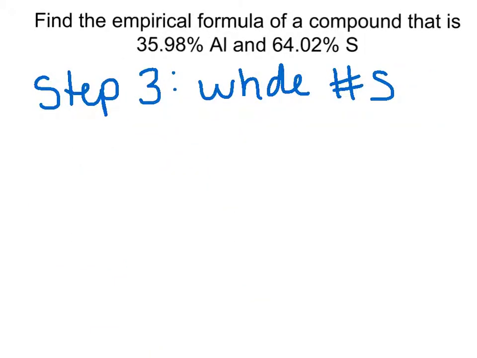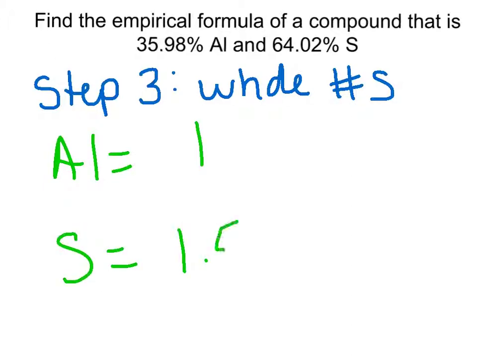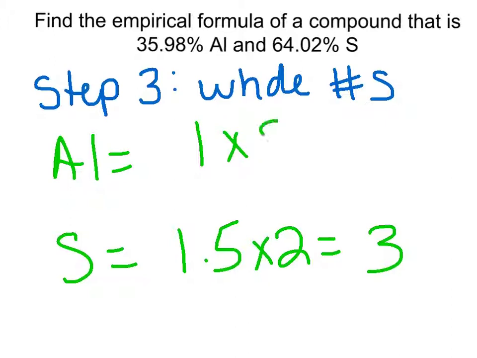The next thing we're going to do is look at those numbers that we just found. Aluminum, we had a 1. Sulfur, we had a 1.5. Okay, I need these to be whole numbers. So you're going to find the lowest factor you can and multiply both of them by that so that we have whole numbers all around. So 1.5, I know that if I multiply it by 2, I end up with 3. So I'm going to do the same thing with aluminum. Okay, now I've got a 2 for aluminum, 3 for sulfur. They're both whole numbers, so I'm done with it.